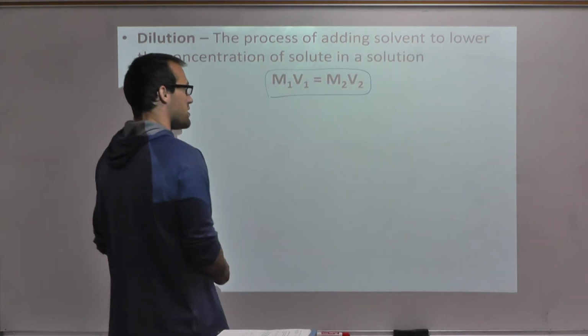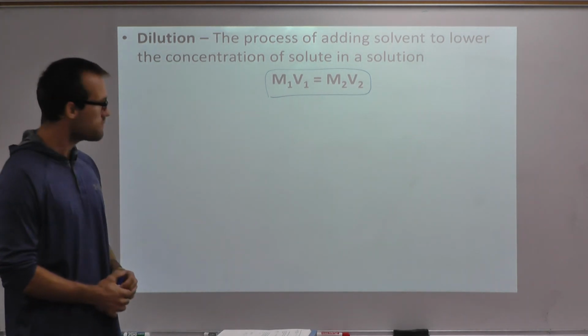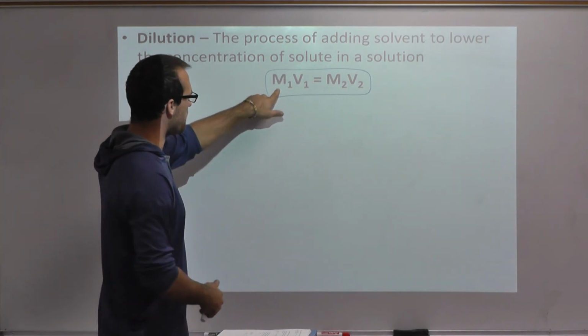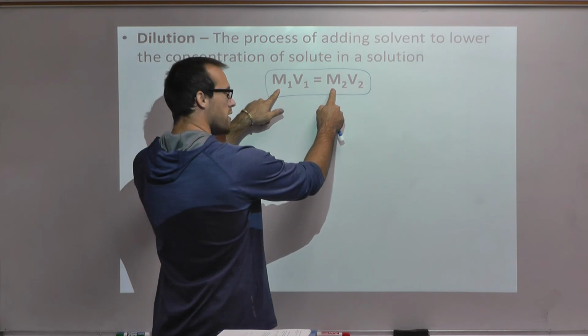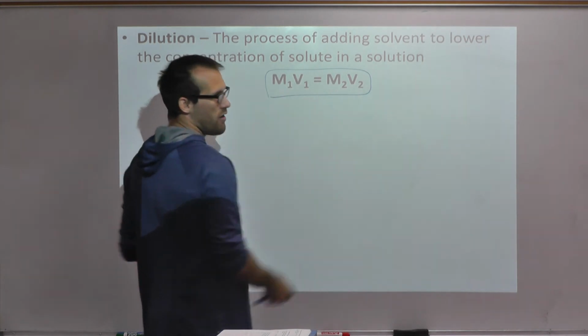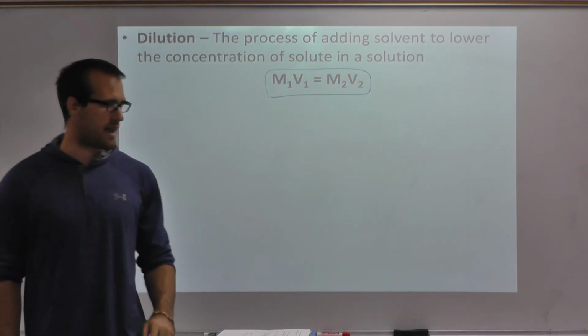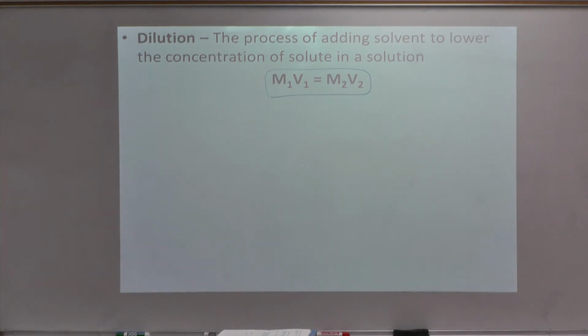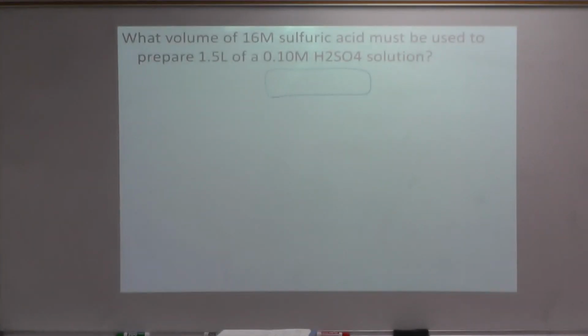It just is a relationship, essentially a ratio. If I have a 5 molar and I want a 1 molar, what volume would I need to use or add to that to get to the desired molarity that I need? So that's what this equation is going to say.